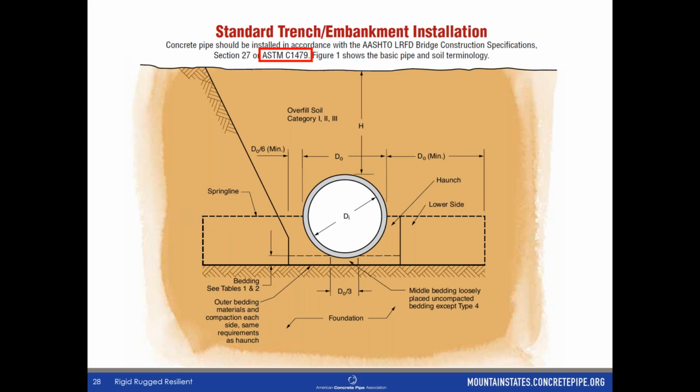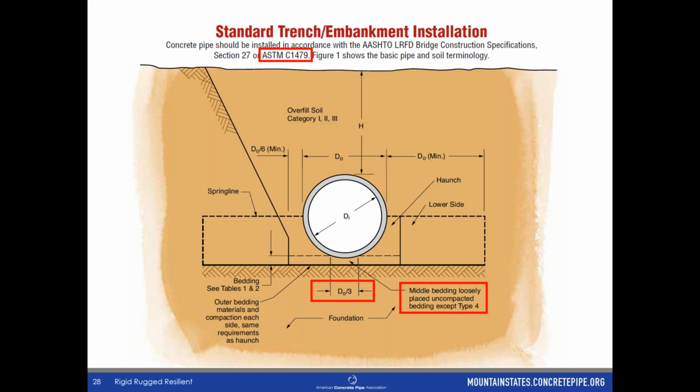Additionally, the material directly underneath the pipe, in the bottom of the trench, is called the bedding. This is very important because good bedding is critical in the installation of any pipe material. Now, this next part is what the manufacturer recommends and what is recommended by ASTM C1479. Notice it says the middle of the bedding is loosely placed, uncompacted bedding except in type 4, and we'll get to type 4 in a moment.